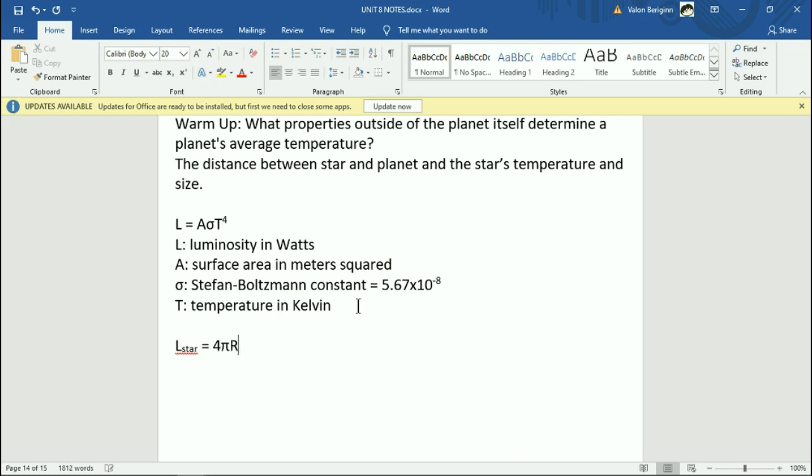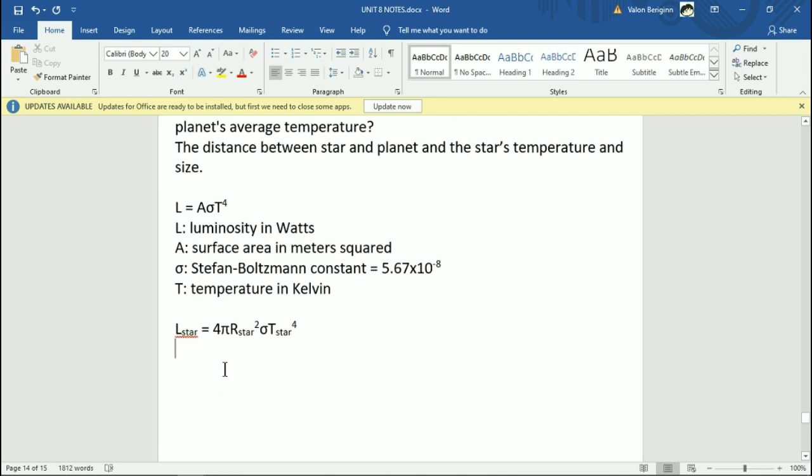4 pi r squared times sigma times temperature to the fourth. Okay, so we've taken the surface area of the star, which is a sphere, and then just say it's the radius of the star and the temperature of the star. So this gets you the brightness of a star.